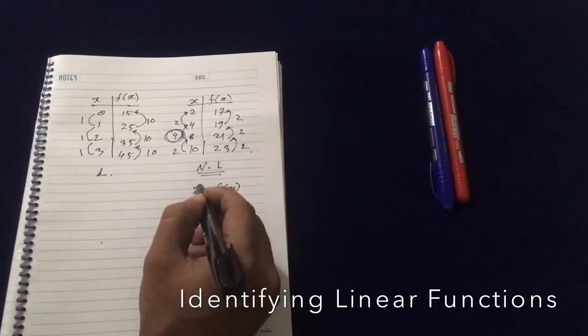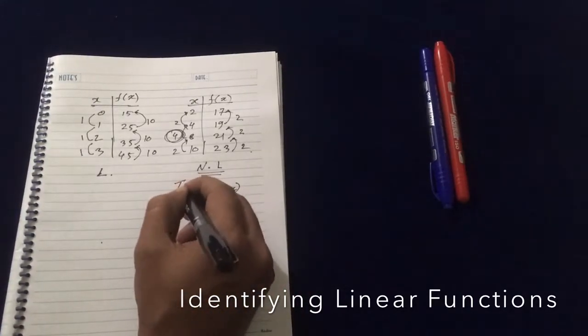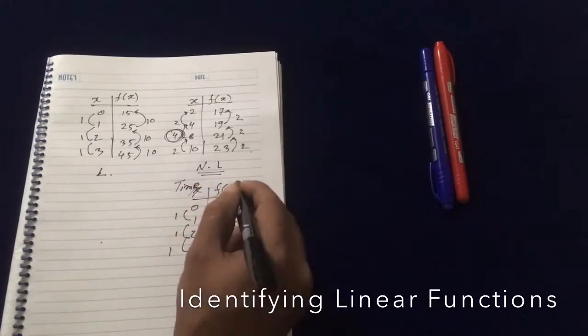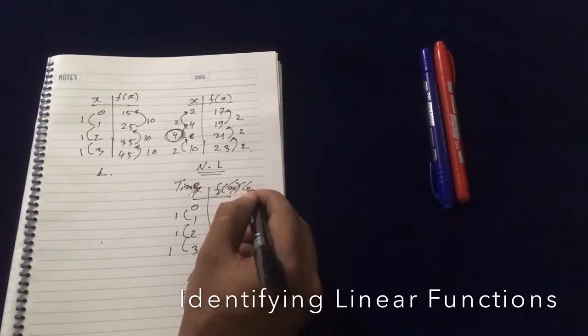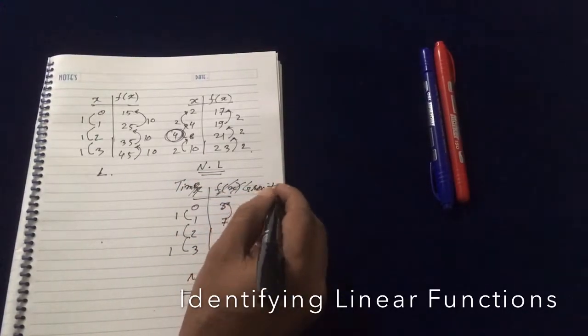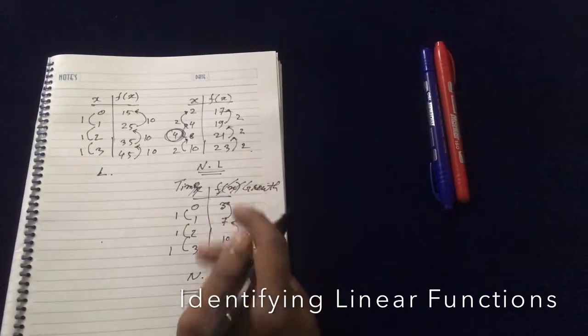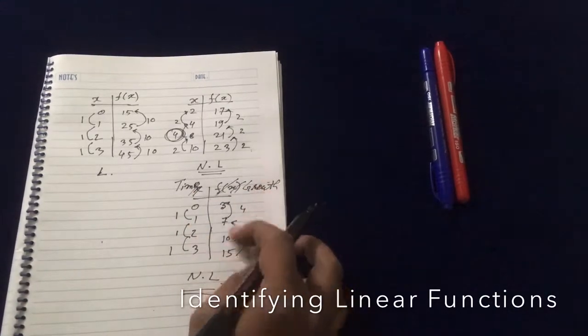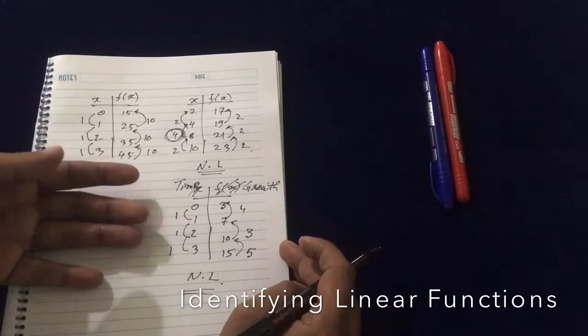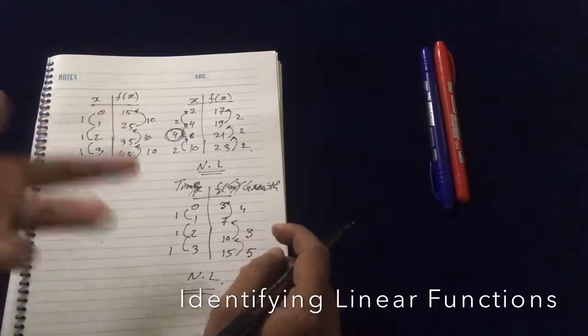Normally instead of x, sometimes we write something, suppose time here. Suppose here growth. So time and growth. So this is the value. Then this value is given, but the method is still the same. Do you understand? The method is still the same.